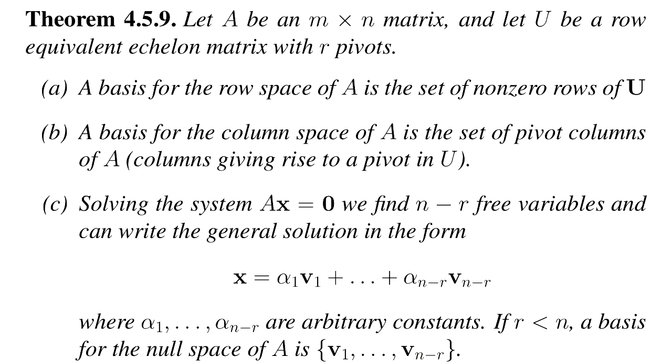Basically what part C of this theorem is stating is that if you take the general solution to a homogeneous equation, factorize it so that you've got a free variable times some vector plus the next free variable times some other vector, and so on, the vectors multiplying the free variables always form an independent set, and therefore always form a basis for the null space.